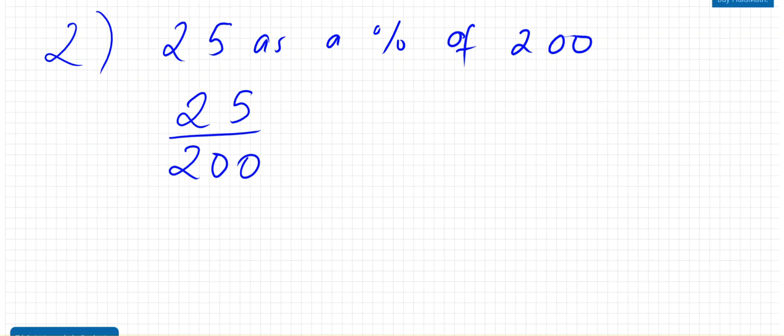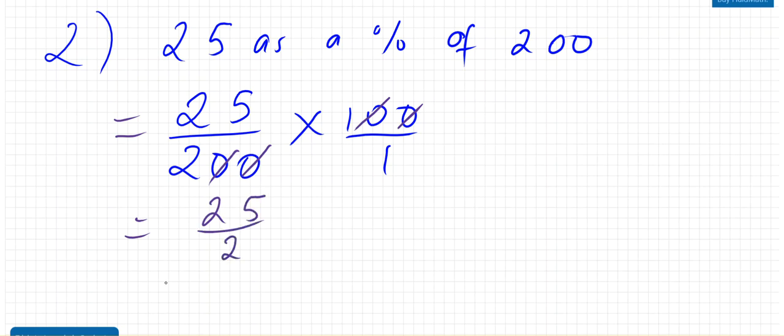And then to turn that into a percentage, we know we just times it by 100, over 1. Then you can use your calculator if you've got your calculator during your test. By hand, it's not hard at all. Simplify anything from top and bottom. Straight away, I've got a 0 here and a 0 there, 0 there, 0 there. So I've divided by 100 basically. And I'm left with 1 over 1 here, so 25 over 2.